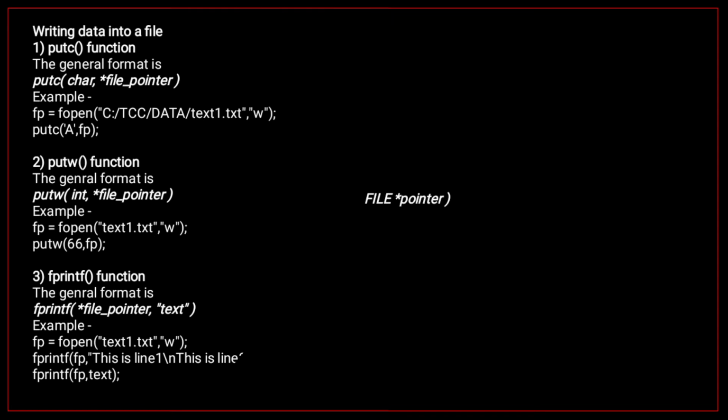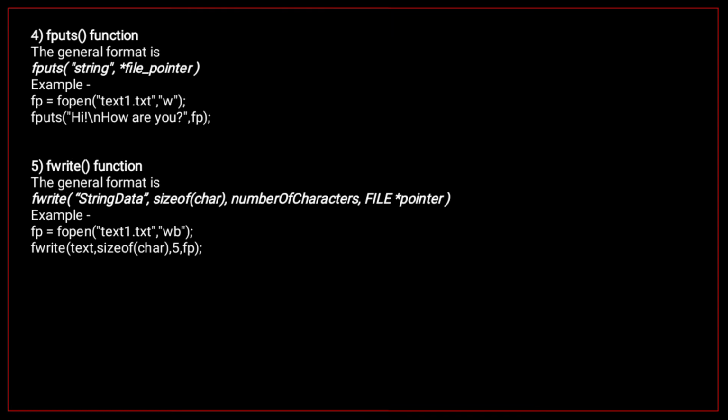Now next is fputs function. Now the general format of this function is fputs(string, file pointer). Now this method is used to insert string data into the specified file which is opened in writing mode. Now this is an example to use the fputs function.